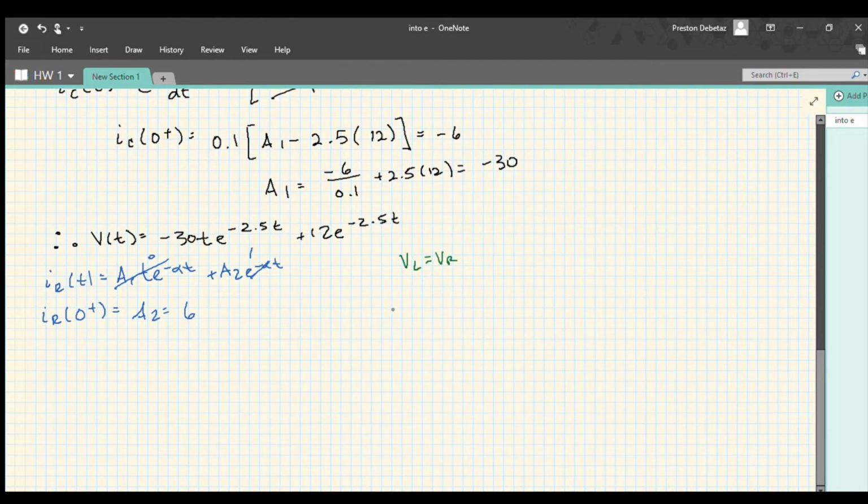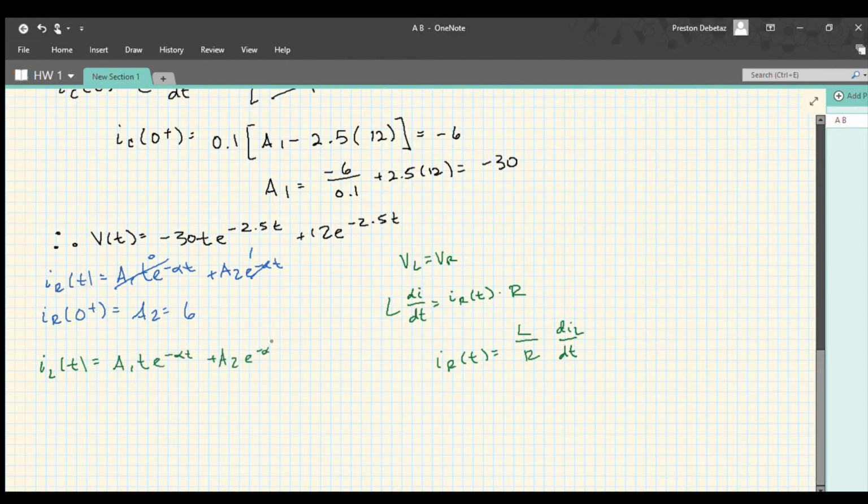So we would have L di dt is just IR of t times R. So IR of t is L over R times di dt. But this is dIL dt. So we're going to find a relationship for IL of t. This is A1 t e to the minus alpha t plus A2 e to the minus alpha t.